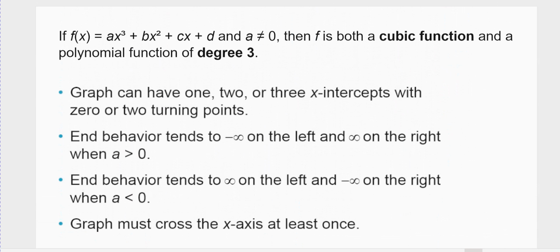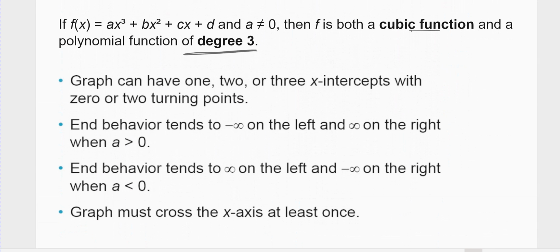Cubic. So a cubic would be just a cubic function, which has a degree of 3. Since it's degree 3, it can have 3 x-intercepts or fewer. So it can have 3, 2, or 1.